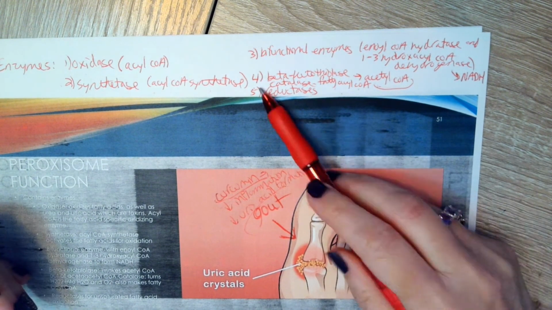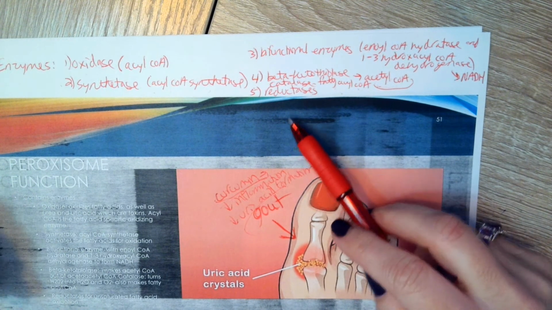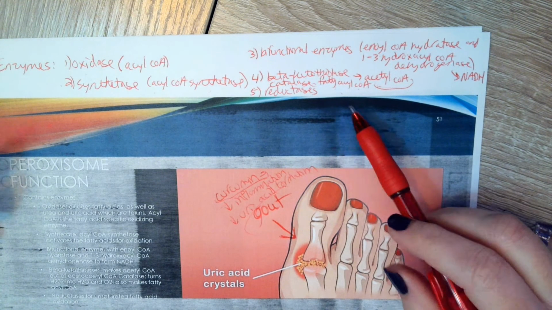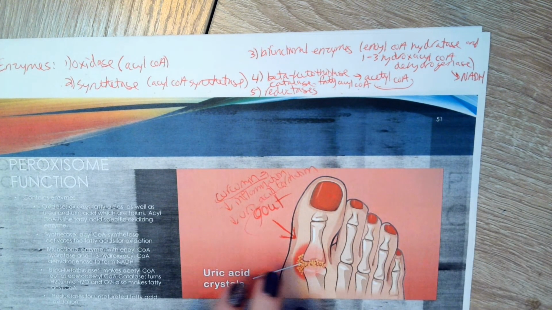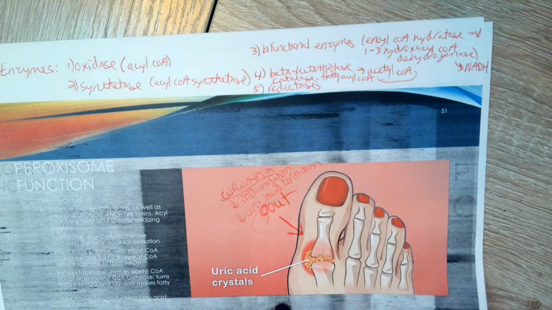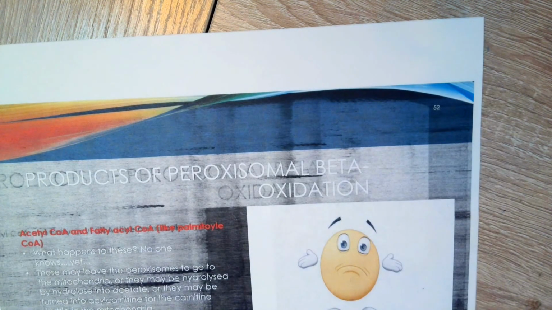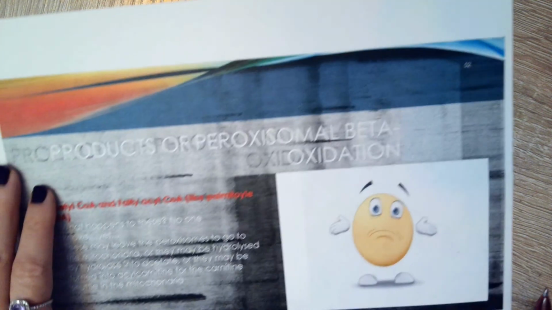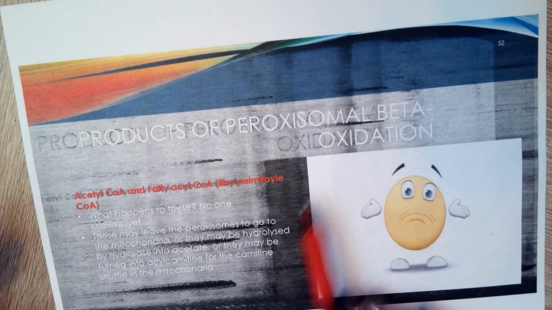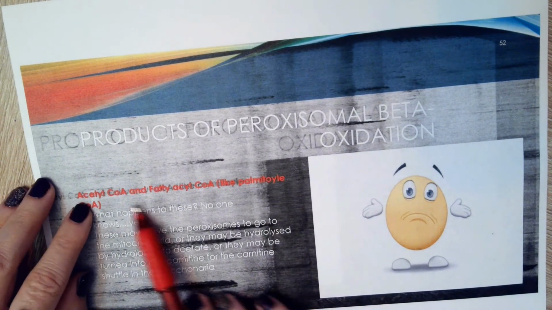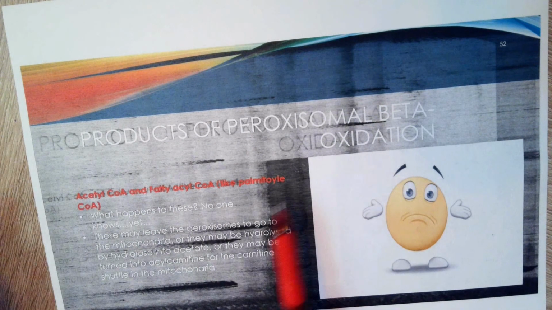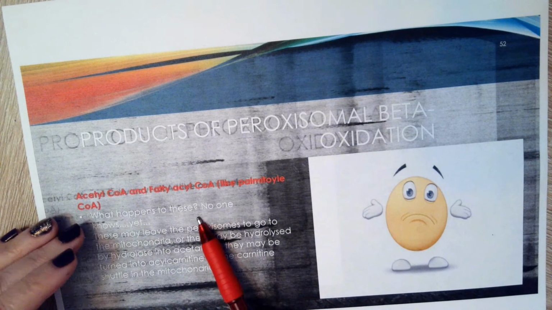And then we have reductases. Reductases are good for oxidizing unsaturated fatty acids. We'll talk about saturated versus unsaturated a little bit later. We already have mentioned that, but we'll mention that again. Okay, so our products from our peroxisomal beta oxidation, we're getting acetyl-CoA and fatty acyl-CoA, like we said on our previous slide. But where did these go?